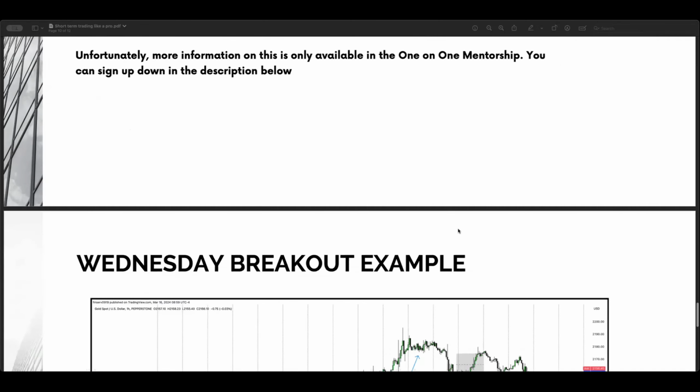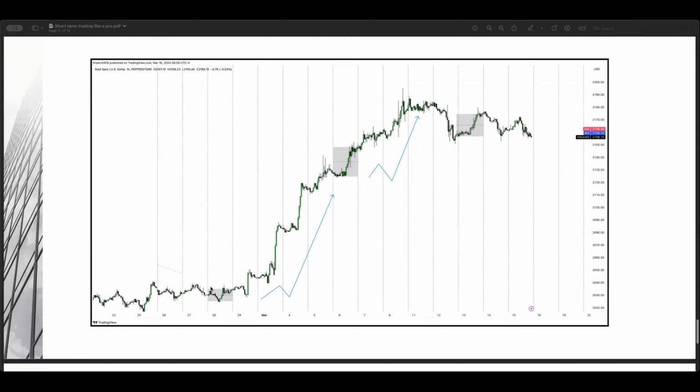All right, so look at this example. Here, the shaded regions are Wednesdays. Here we break out on Wednesday, start going up, up, up, up, up. Here, Wednesday again, break up, going up, up, up, up, up. And this is this Wednesday right here. Price broke up, dragged back down for liquidity, went back up, came back down.